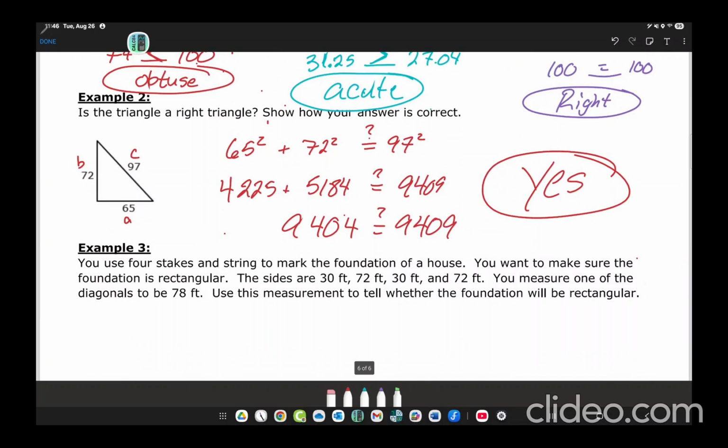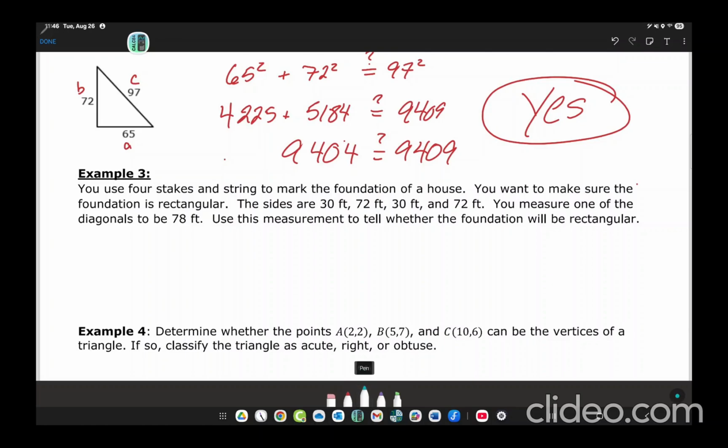All right. Example 3 is your next spot check. Let's look at it before you get started on that though. Use 4 stakes to mark the foundation of your house. You want to make sure the foundation is rectangular. Sides are 30, 72, and 72. Now, most of you guys know rectangles. The opposite sides are equal to each other, which should be fine. Okay? But what you don't know is what a parallelogram is. Okay? Because we'll learn about that in this class.